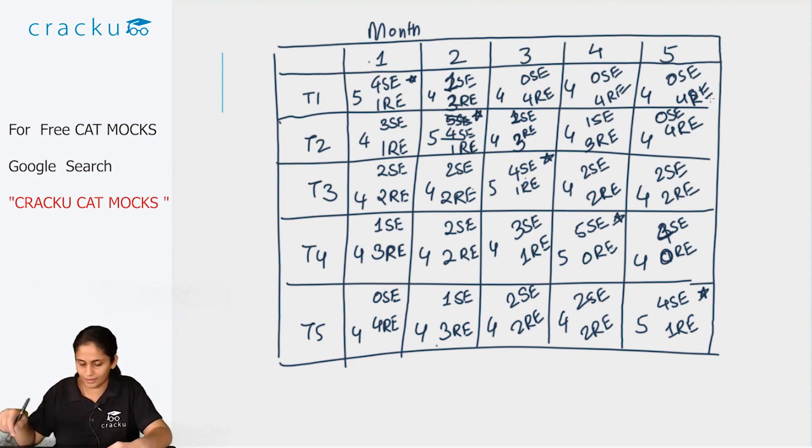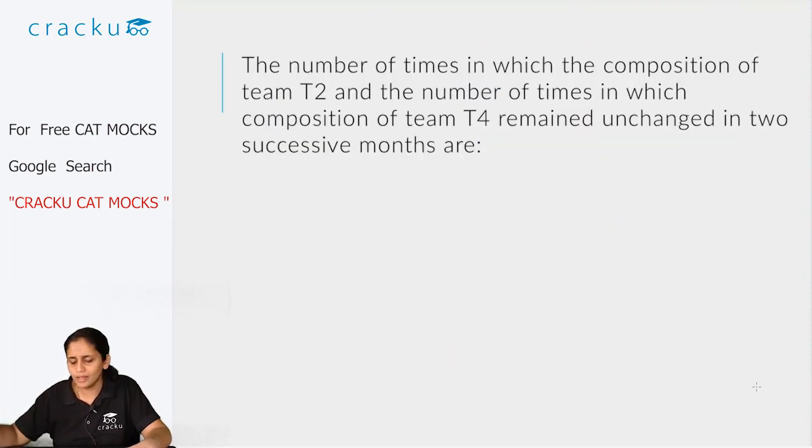So now that we have made this table, we can go on to answer the questions. The number of times in which the composition of team 2 and the number of times in which the composition of team 4 remain unchanged in successive months are... So let's go and check the table. T2 and T4, how many times is the composition of T2 and T4 unchanged over successive months?